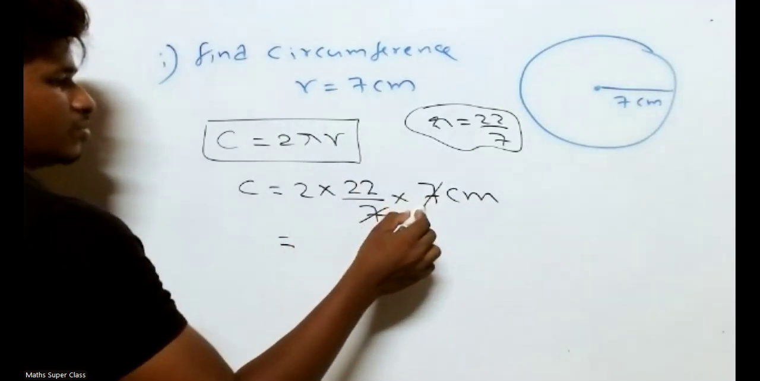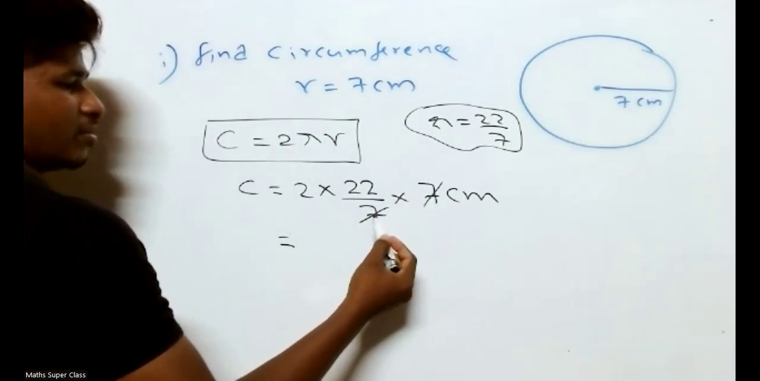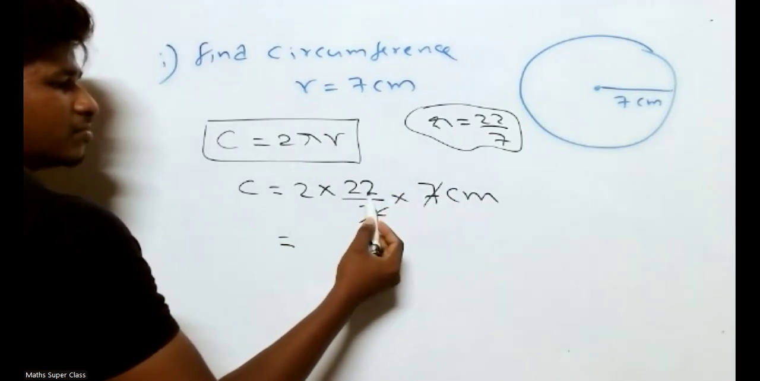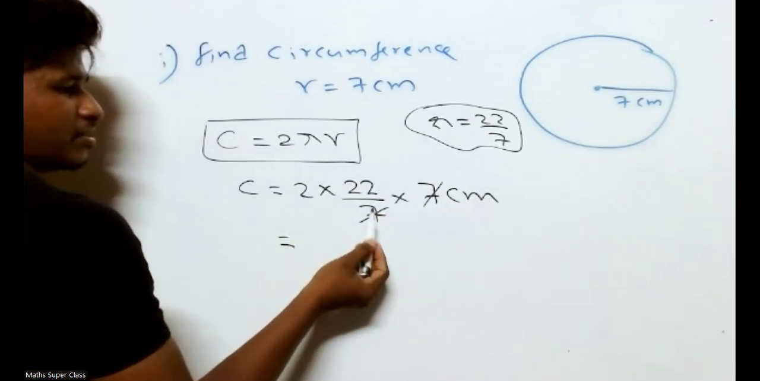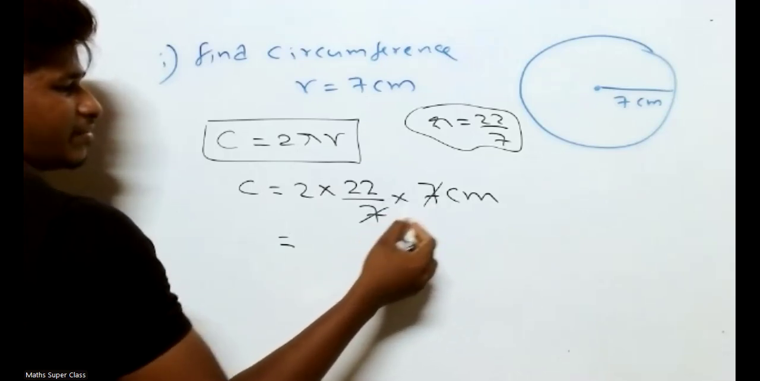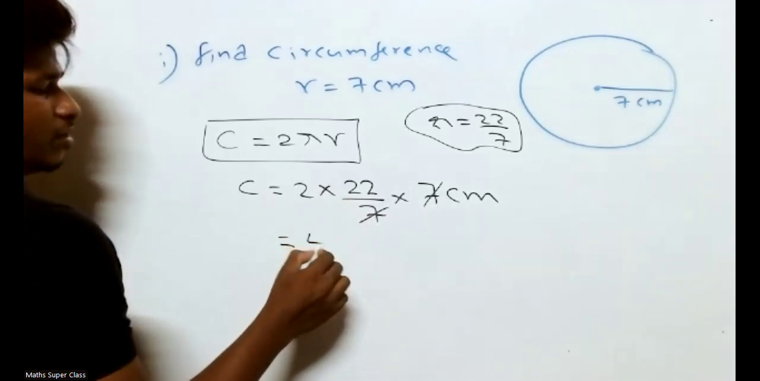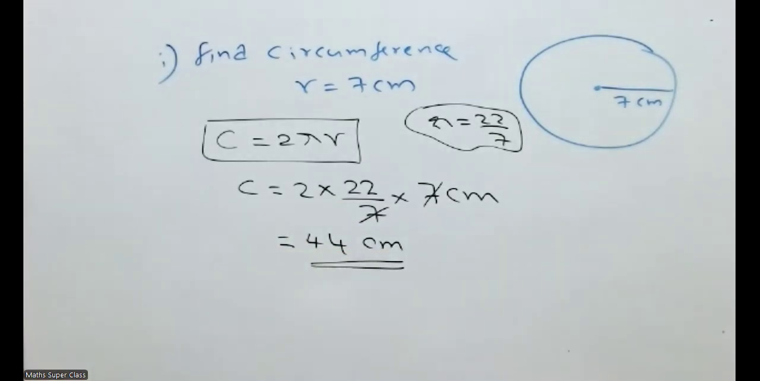Let's cut these two. You know why? This is a numerator and this is a denominator. You can't cut numerator with numerator, but you can cut numerator with denominator. Now it's easy to cut. So 2 into 22 is 44. You have to put the unit: centimeter.